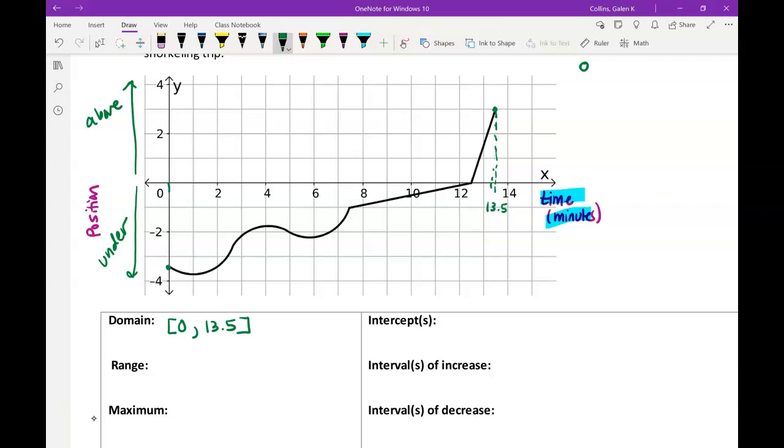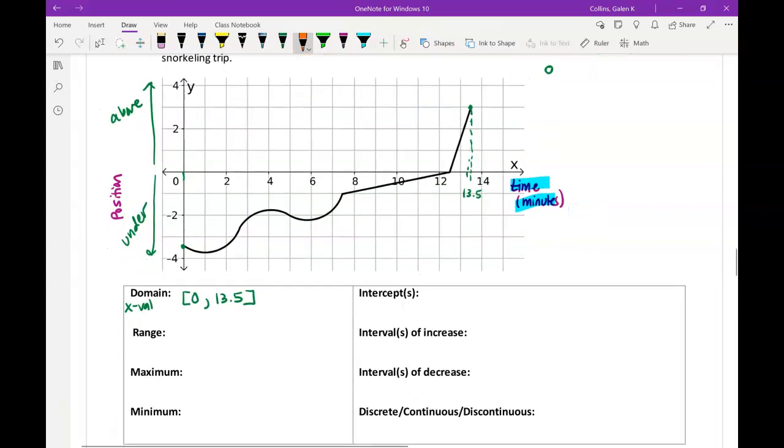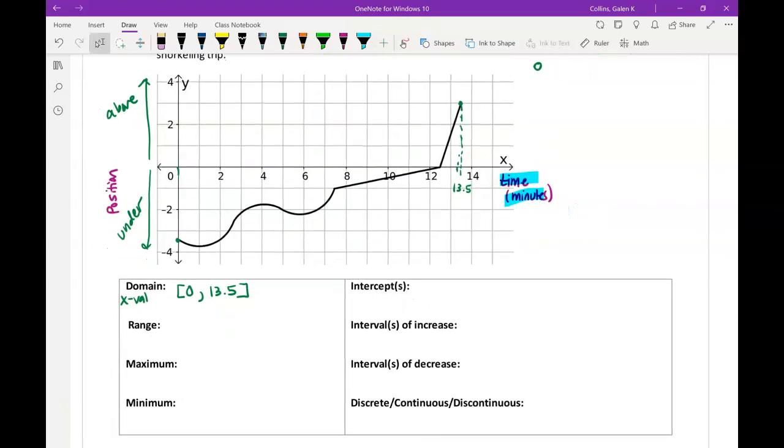All right, so domain, we said that's going to be our x values where the function exists. Our range is similar. That's y values where the function exists. I think it helps me to actually talk about the maximum and minimum values first. We said a maximum and a minimum are both y values, but we sometimes identify where they're located.